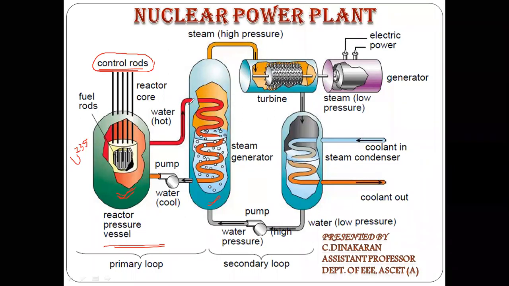In the pipeline, the hot metal is there. Here the water is used in the heat exchanger. This water is converted into steam. That steam drives the steam turbine with high pressure and temperature.